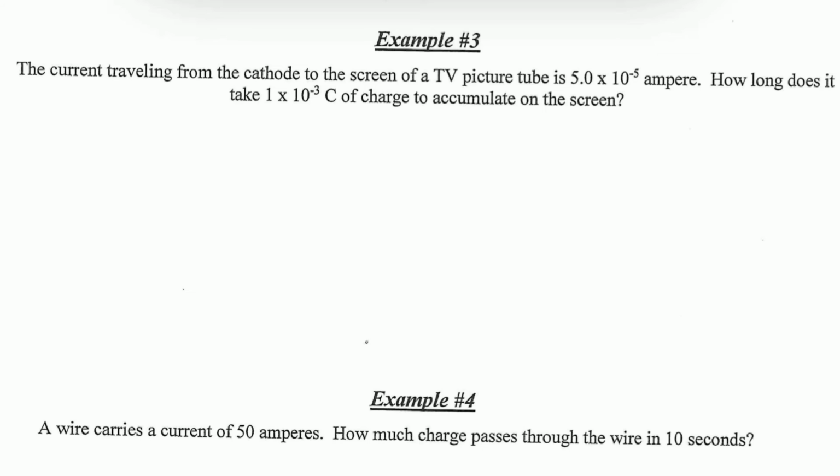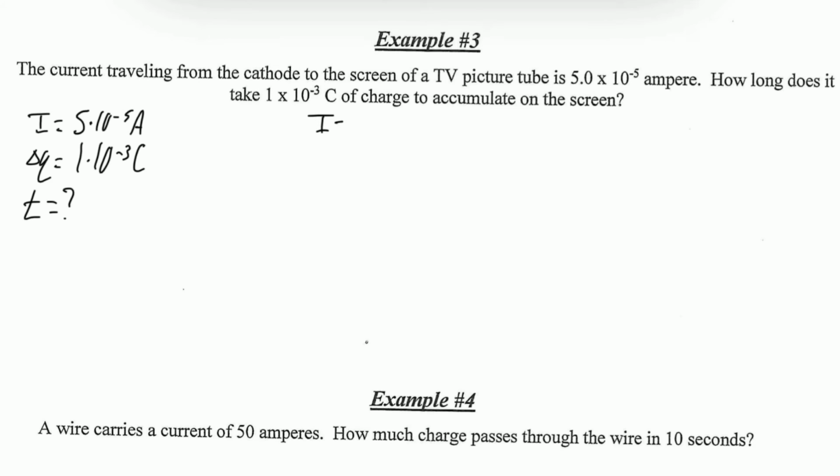In example 3, the current traveling from the cathode to the screen of a TV picture tube is 5 times 10 to the minus 5 amperes. So we can write out our current, I equals 5 times 10 to the minus 5 amps. And I want to know how long it takes 1 times 10 to the minus 3 coulombs of charge to accumulate on the screen. So here we have our delta Q equal to 1 times 10 to the minus 3 coulombs. We want to find out our time.